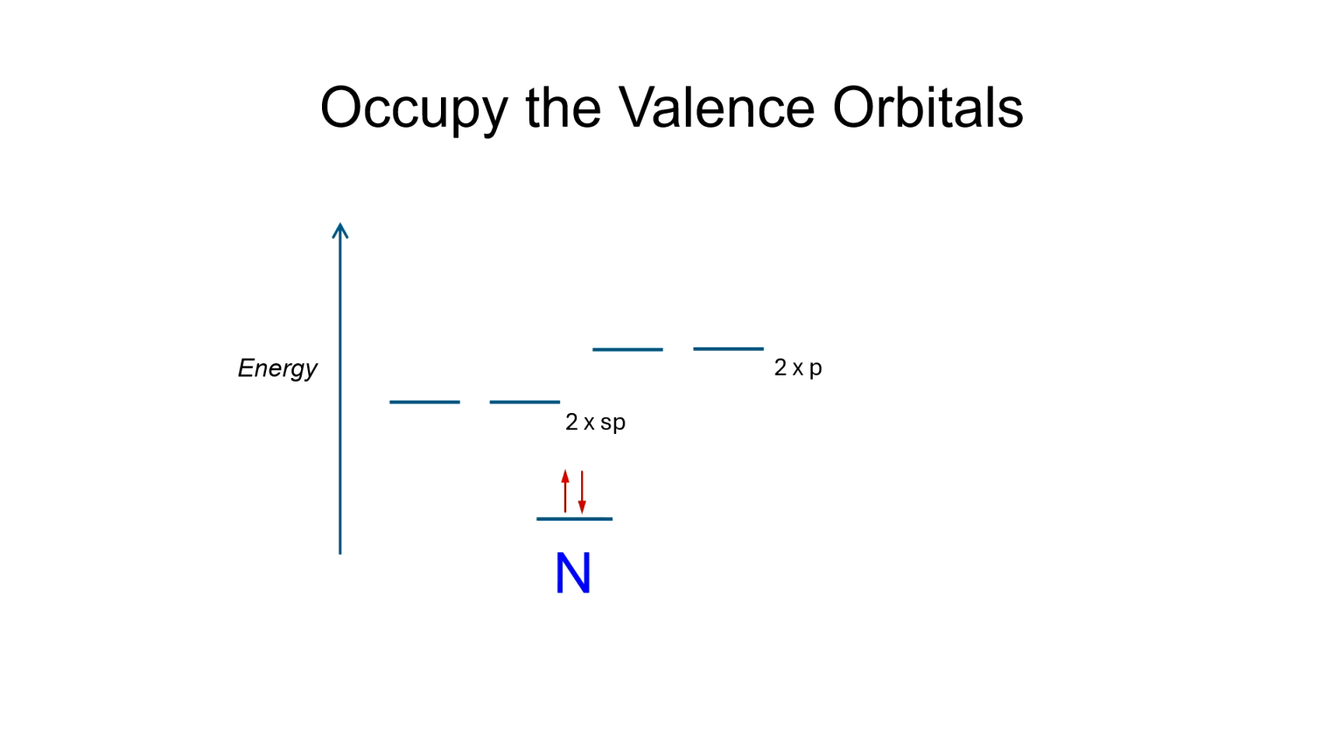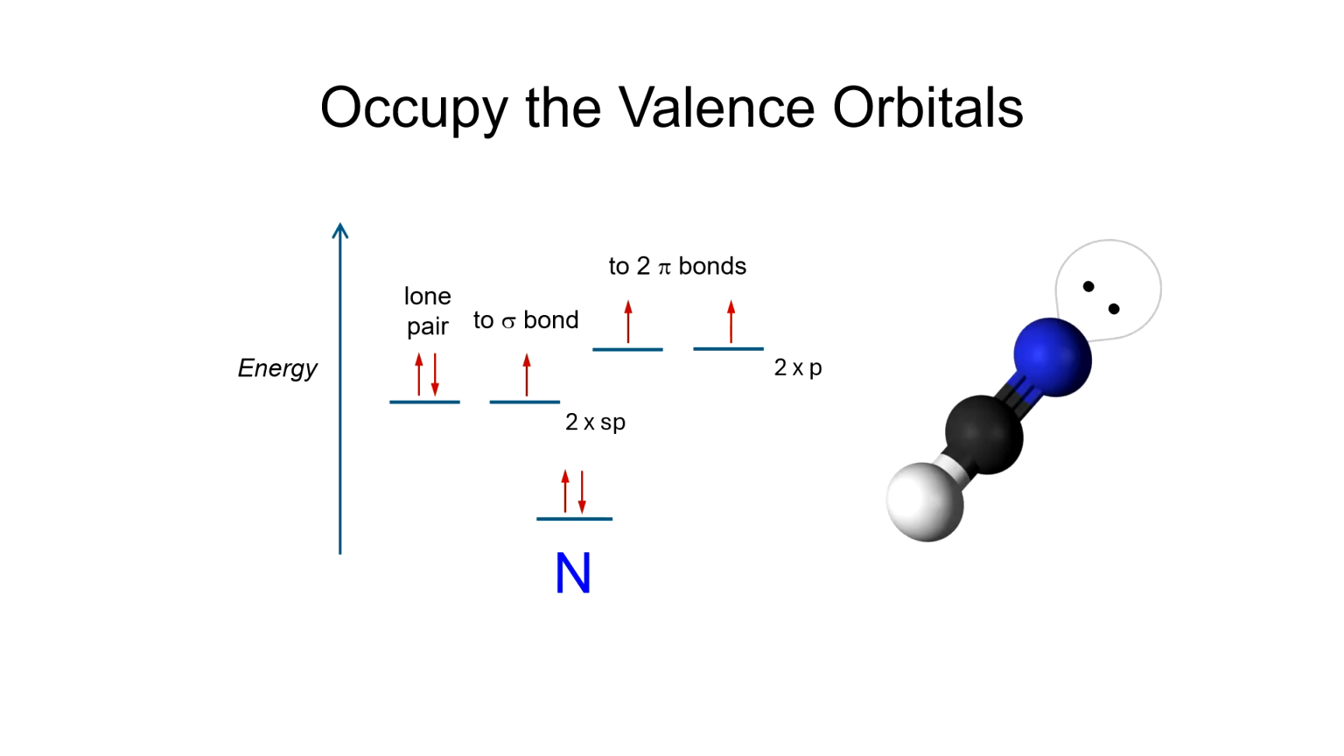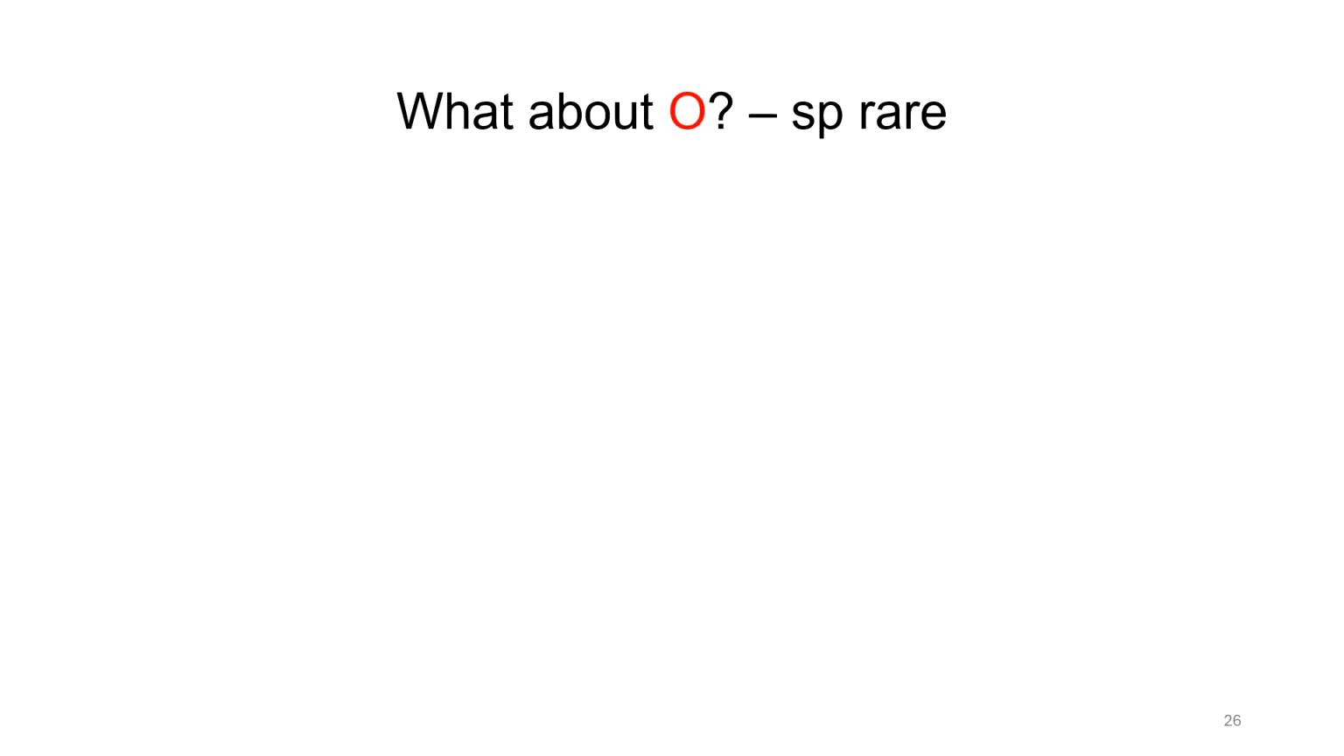There are 5 valence electrons from N to distribute, with the first 2 going into hybrids and the second 2 going to p orbitals. The 5th electron will double up in a hybrid orbital. This is the lone pair, with the unpaired sp electron going to the sigma bond and the 2 unpaired p electrons going to the 2 pi bonds. While C and N form triple bonds readily, and therefore need the sp model for 2 p orbitals, this is not the case with oxygen, since both hybrid orbitals would be occupied with lone pairs.